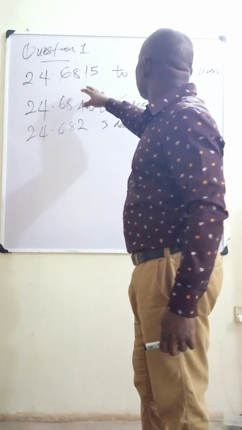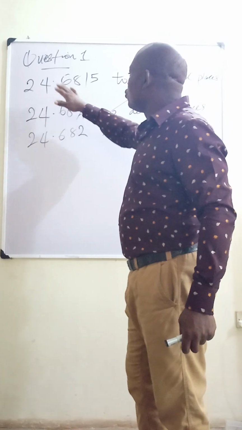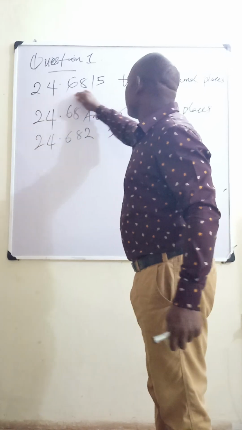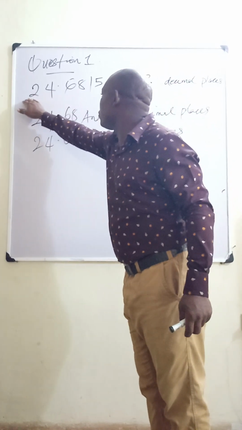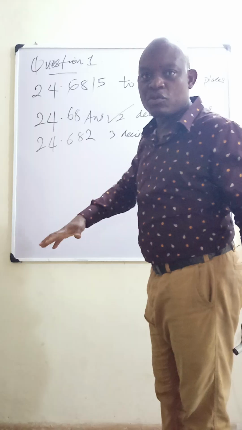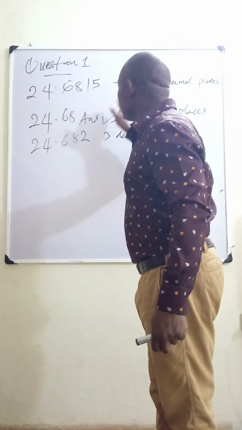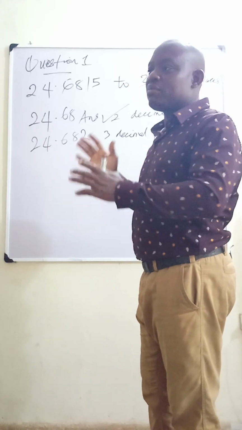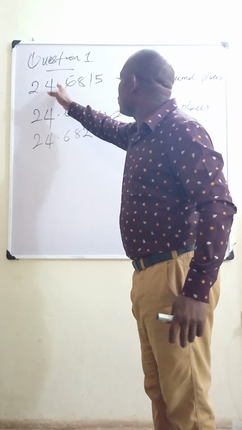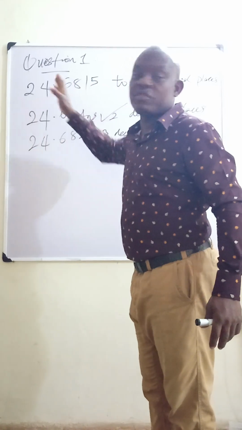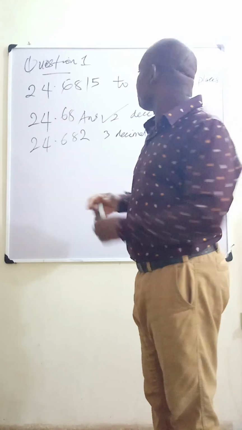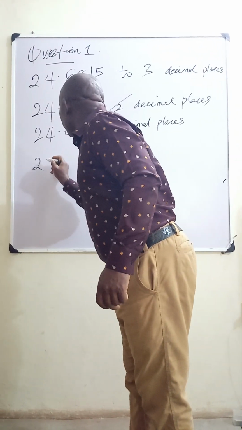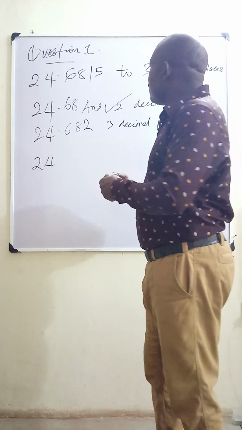If you're asked to write this number to the nearest whole number, this is the whole number part and this is the decimal part. The nearest whole number means this is 24 point something. Do your approximation such that the number becomes whole, without a point. And remember that any zero that comes after the point is meaningless, you can remove it.